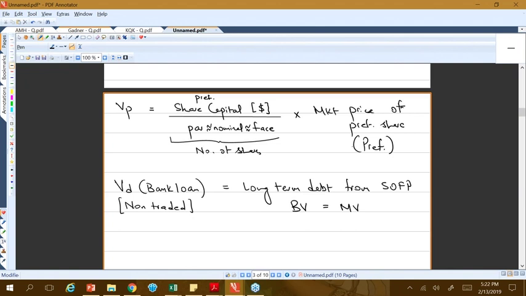So we will see a question very shortly. We'll take all these values. I'll show you how to extract them from the SOFP. But I just need a brief understanding here that when we think of VD of the bank loans, we simply take their value from the SOFP within the non-current liabilities. And their value, the historic value, is also their market value because they are simply non-traded.